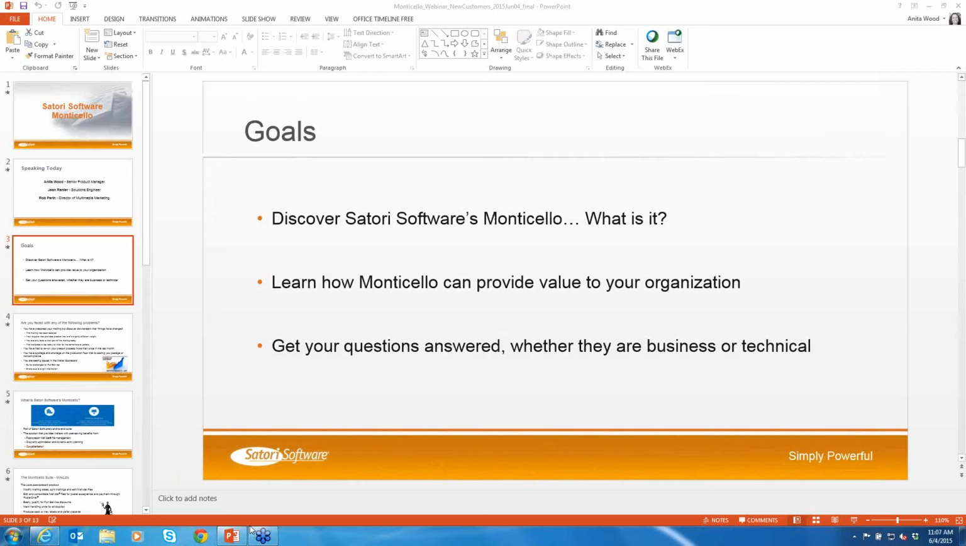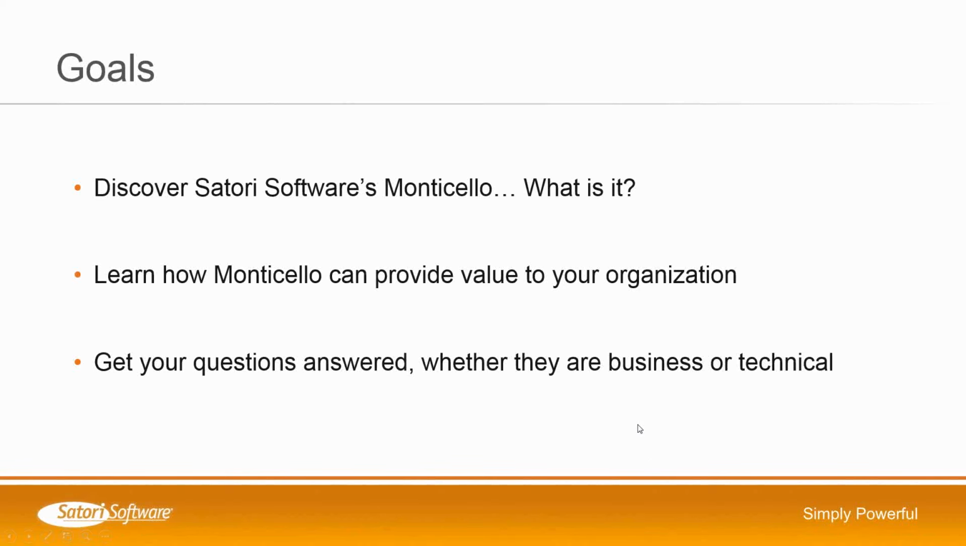Okay. Can you see my screen? I can. Okay. Thanks, Rob, for that introduction. Yeah, Jean and I do tend to get a little carried away, but it's passion, right? So today we're going to be looking at discovery level, high level. What is Monticello, and what kind of value can you expect to get out of it? And most importantly, like Rob said, we really do want to answer your questions. Whether those be business level or technical level.